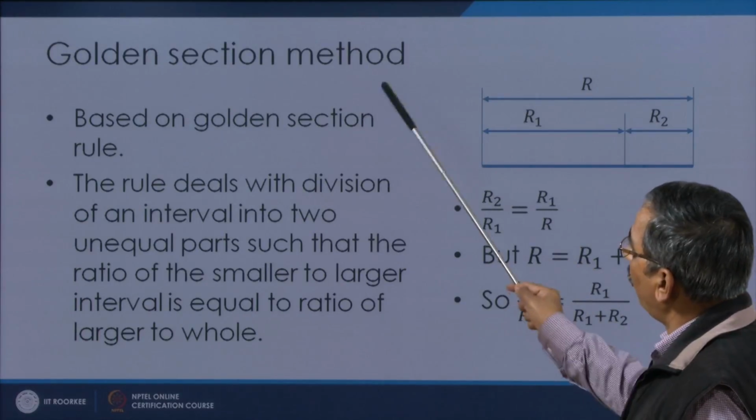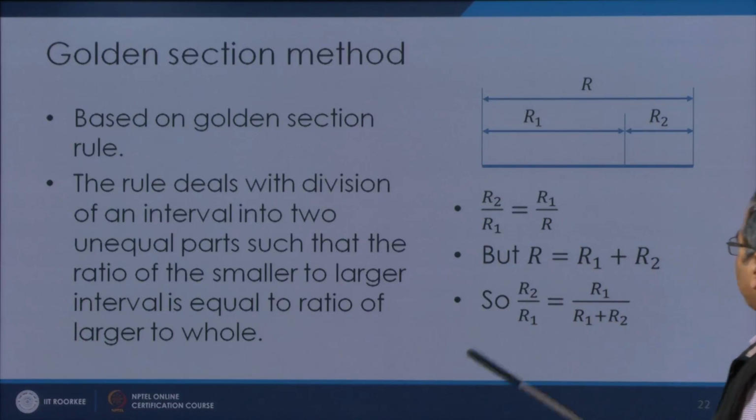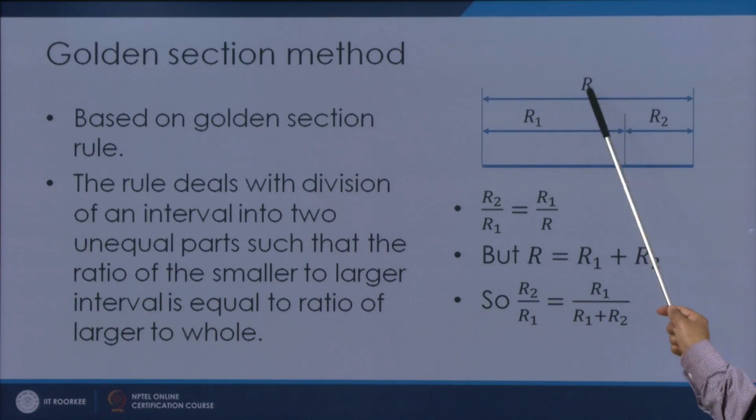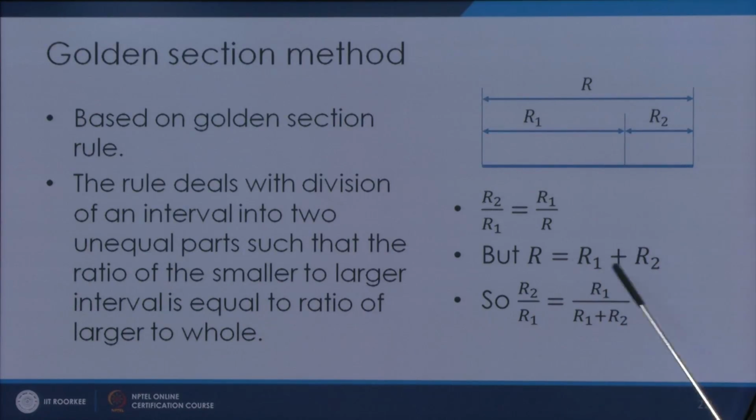This is what the golden section method is based on. Now, we know that R is equal to R1 plus R2. So, I substitute R equal to R1 plus R2 into this expression. What I get is R2 by R1 is equal to R1 by R1 plus R2.